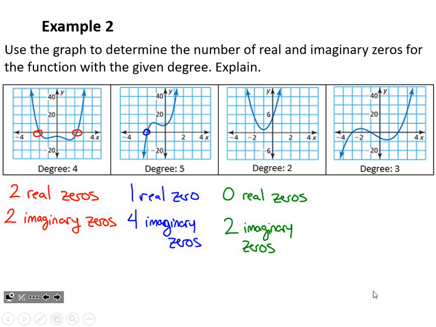And lastly, we've got a third degree polynomial. You can see we've got 1, 2, 3 places that graph crosses our x-axis. That means it has 3 real zeros. And since it was degree 3, that's all the zeros it can have. It can't have more than 3, so there are no imaginary zeros for that function.